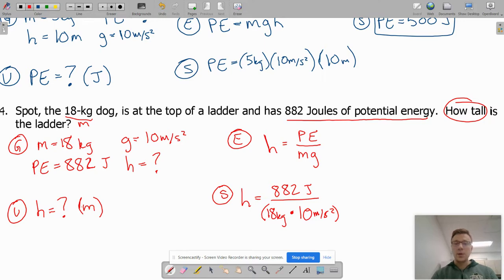Okay, so if you put this in all at once, you need to make sure to put that 18 times 10 in parentheses on the bottom. So if you type it in your calculator and do 882 divided by, you need to start a parentheses, do 18 times 10, and then end the parentheses. And this will give you 4.9 meters.